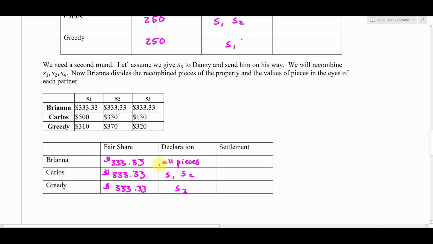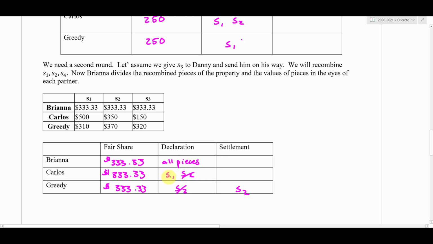And then we go and we try and give the pieces away in such a way that it makes everyone happy. So I start with the pickiest person, which would be Greedy. He would only be happy with piece 2 in this scenario, so I'll give Greedy piece 2, which eliminates piece 2 from being given to anyone else.